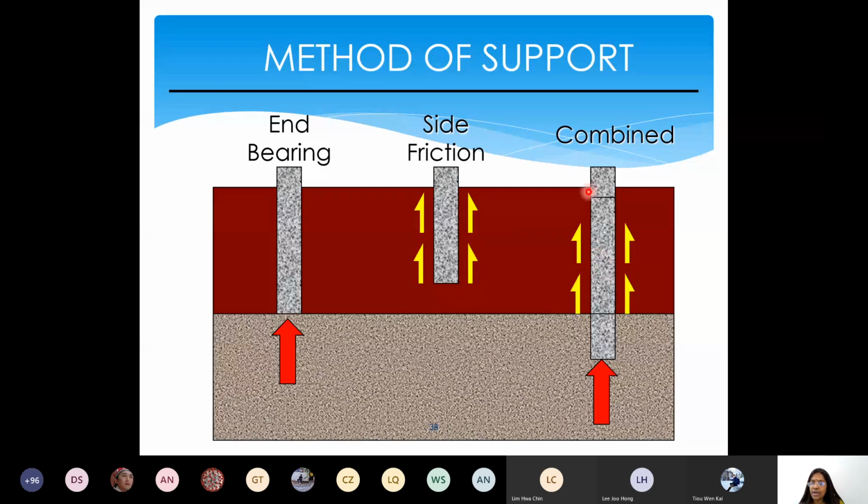And here it is both combined. The sides and end will be acting as a proper material for taking the load or distributing the load to the ground. Come on, answer me.